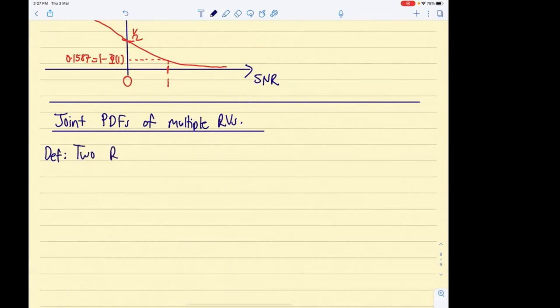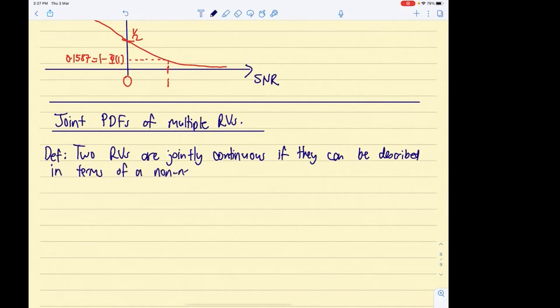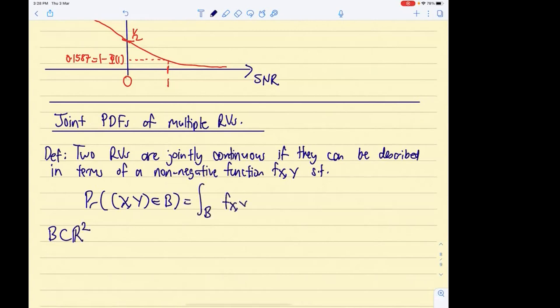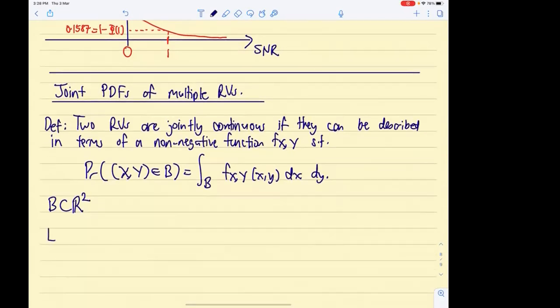So we say that two random variables are jointly continuous if they can be described in terms of a non-negative function f_XY, such that the probability that X and Y belong to a set B, where B is a subset of the plane, can be given by the double integral of f_XY(x, y) dx dy. All right, so this is the multi-dimensional generalization of what we have seen before. But this is a bit abstract. I have to agree with you that it is abstract.